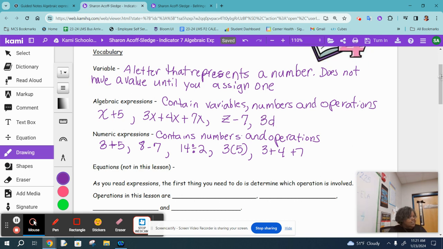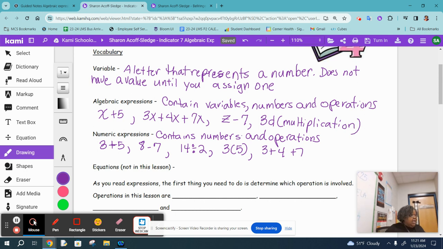Let me show you one that might throw you. You might say that's just a 3 and a d. That is actually multiplication. That's a new way to represent multiplication. So just write it by itself. That means 3 times d. So we're getting into algebra. You already have done algebraic thinking.